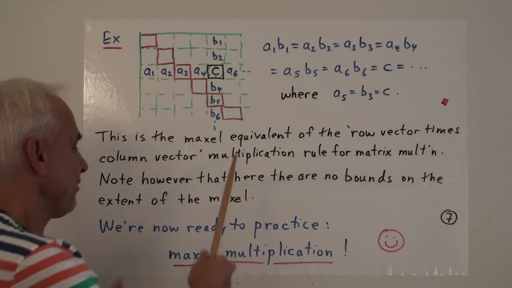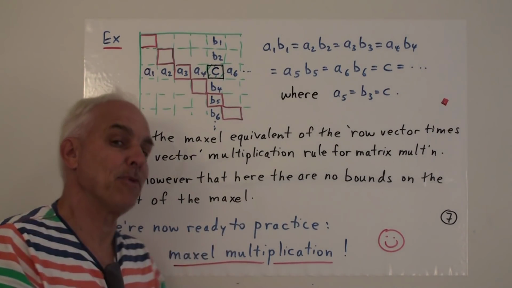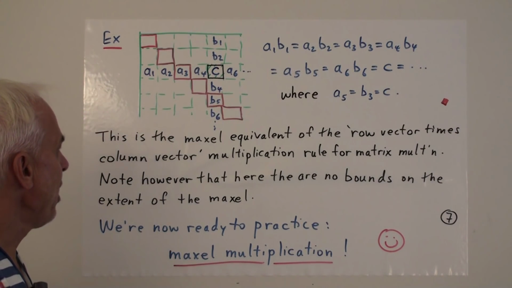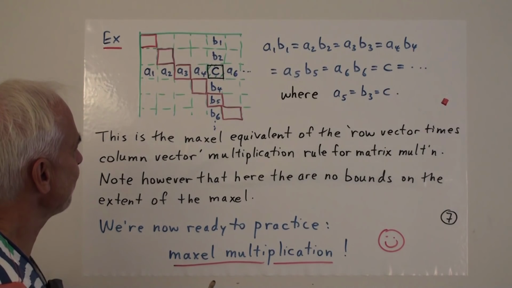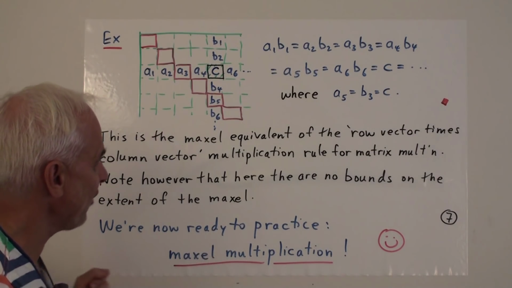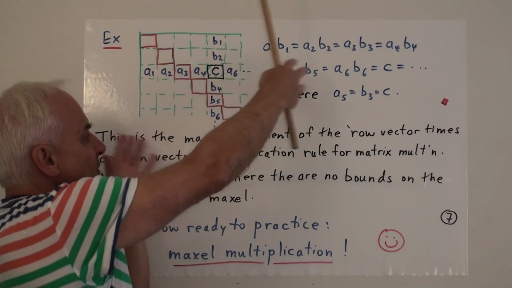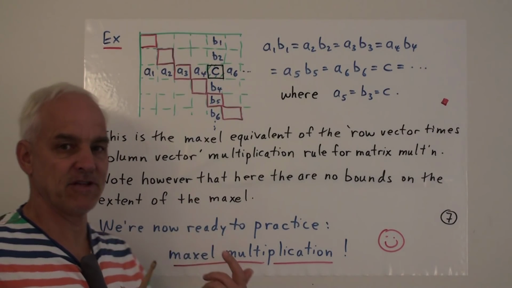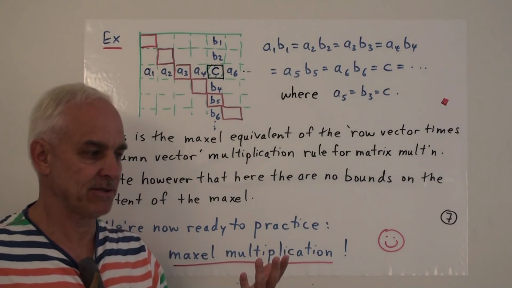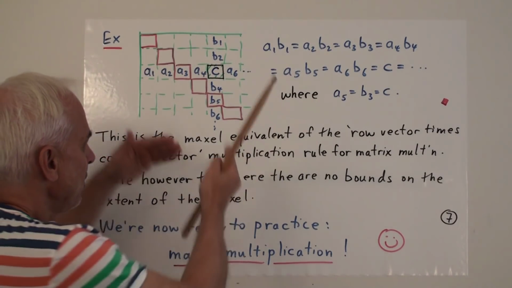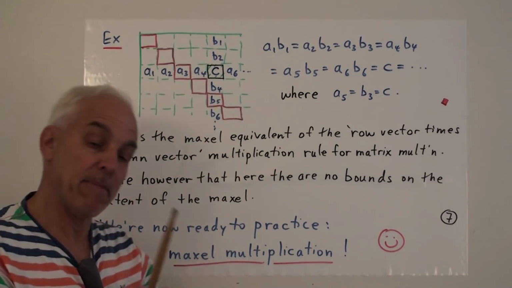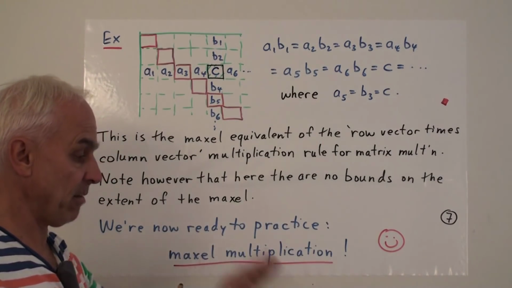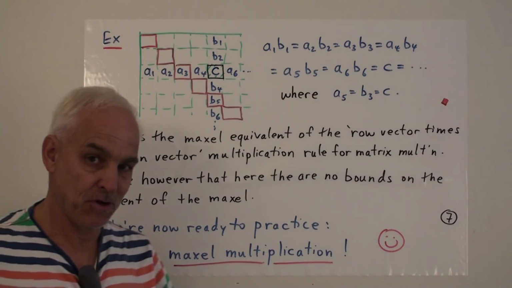So this is just a restatement of very familiar multiplication in matrix algebra, but it's a different story really, because we're operating now in a free kind of domain where there's no more bounds on the extent of this Maxwell or these Maxwells. We're not restricting ourselves to matrices of a particular kind here. These are general rules that apply whenever we multiply 2 Maxwells.